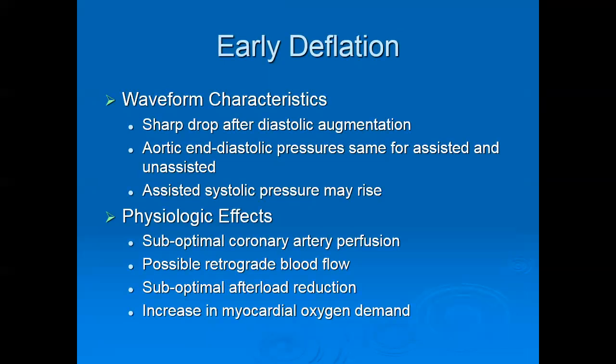So early deflation, you have a sharp drop after the diastolic augmentation. You have aortic end diastolic pressure that is the same for both assisted and unassisted. You may see a rise in the assisted systolic pressure. So in this instance, we see poor perfusion of coronary arteries, retrograde flow, suboptimal afterload reduction, and increased myocardial oxygen demand. So your two worst case scenarios are early deflation and early inflation. Probably the worst is early inflation.